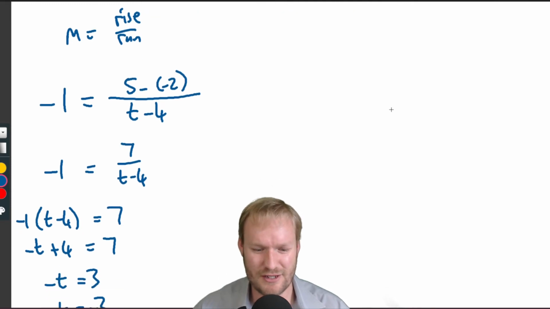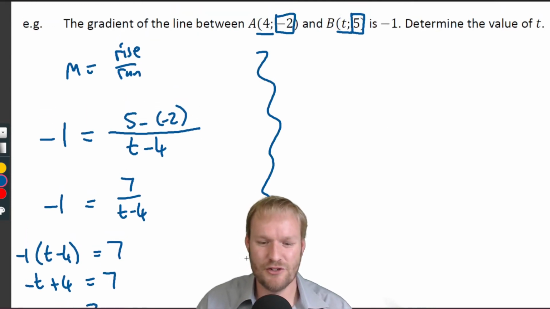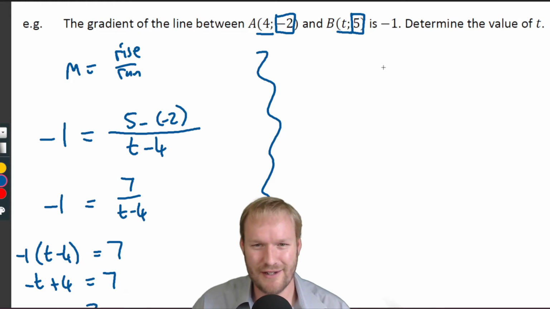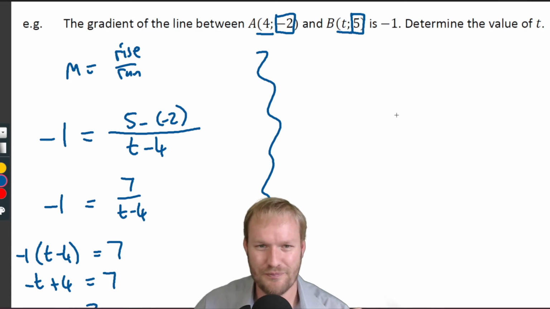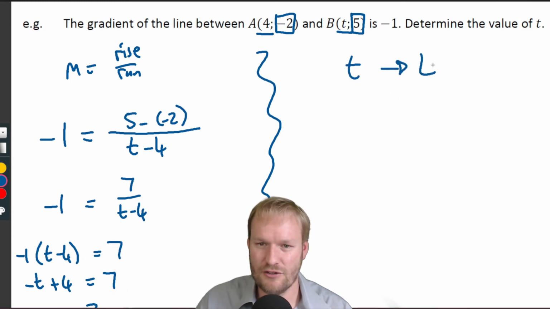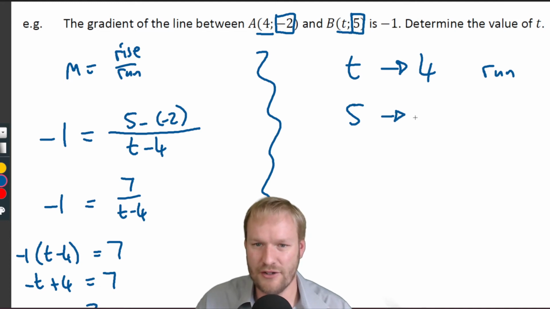Okay, does that seem to work? Well, let's look at it as a final way and do this a little bit more conceptually. Like I said before, gradient is, for every one step across, how far up are you going? And this may or may not work, so let's have a look here. So if we're going from 4 to t, well, why don't we go from t to 4? So from t to 4 is our run, and our rise then is going from 5 to -2. Now, we're rising by -7.